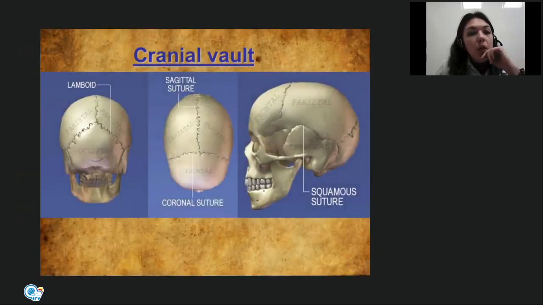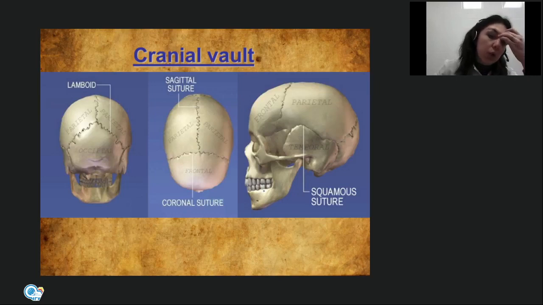Okay, so everything that is above this line is cranial vault, and what is below this line is cranial base. The cranial vault is formed by the squamous part of the frontal bone, parietal bones, the squamous part of the occipital bone, the squamous part of the temporal bone and the greater wing of the sphenoid bone. All of these bones of the cranial vault are connected with each other by means of sutures.